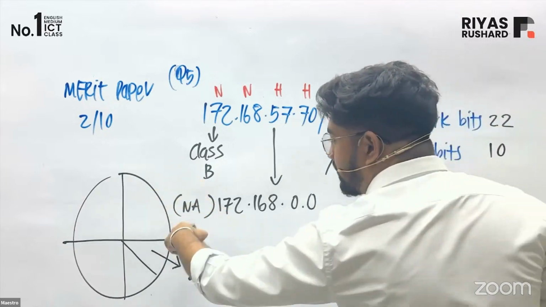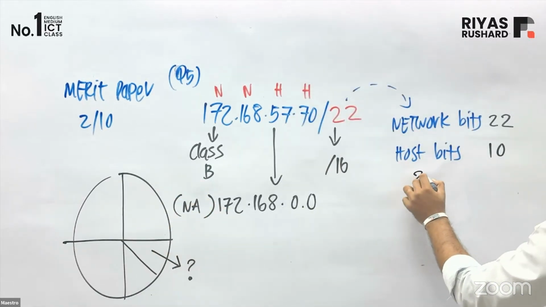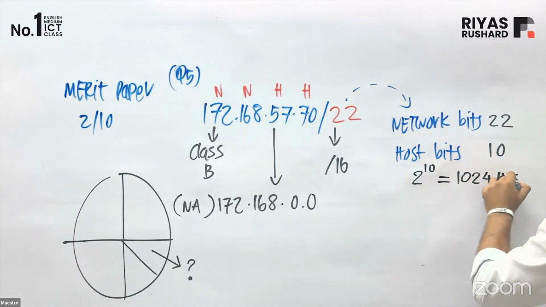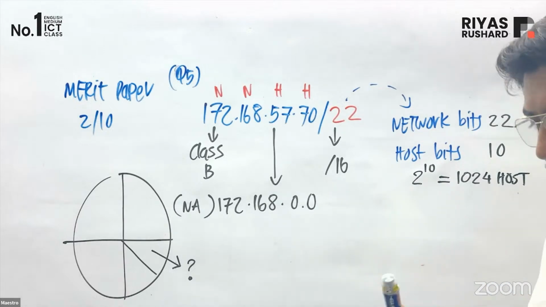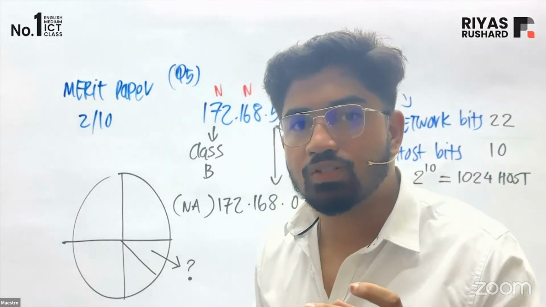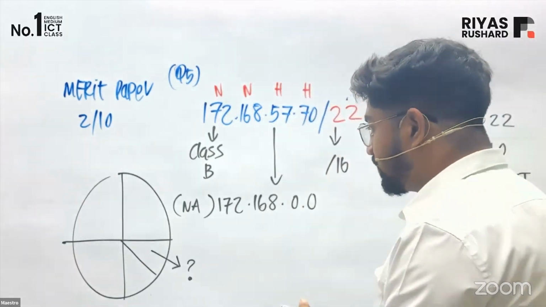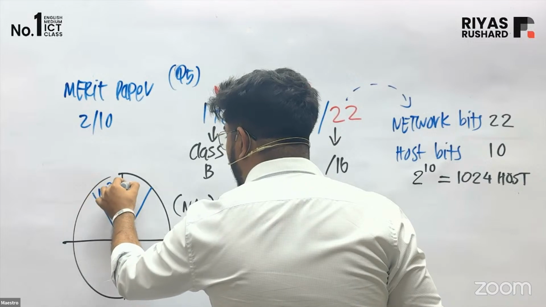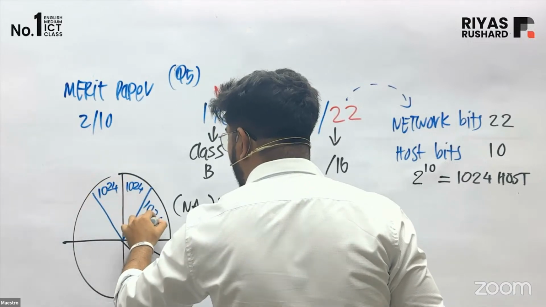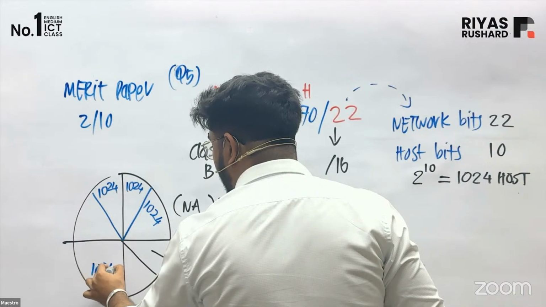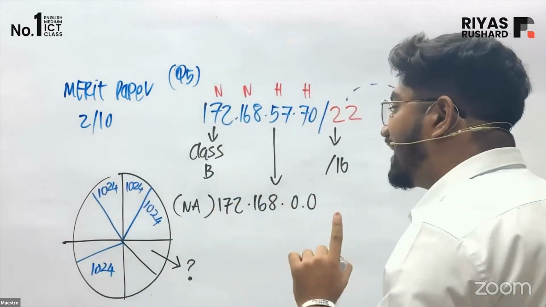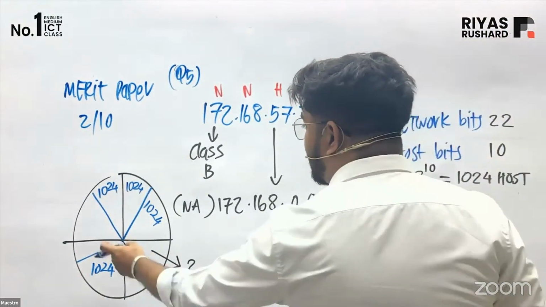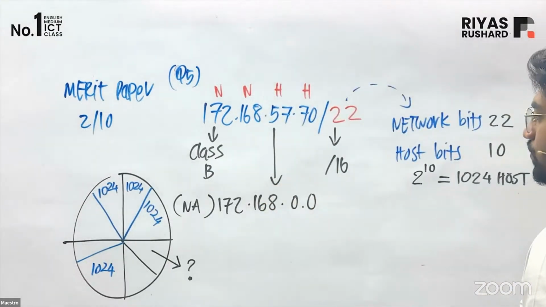Then we can see how big each slice is. 2 to the power 10 gives you 1024 hosts. Do you all agree with me? So the network goes 1024, 1024, 1024, by 1024 each. Do you all understand what I'm trying to do? If I can figure out that 1024 range, we'll be able to get it.